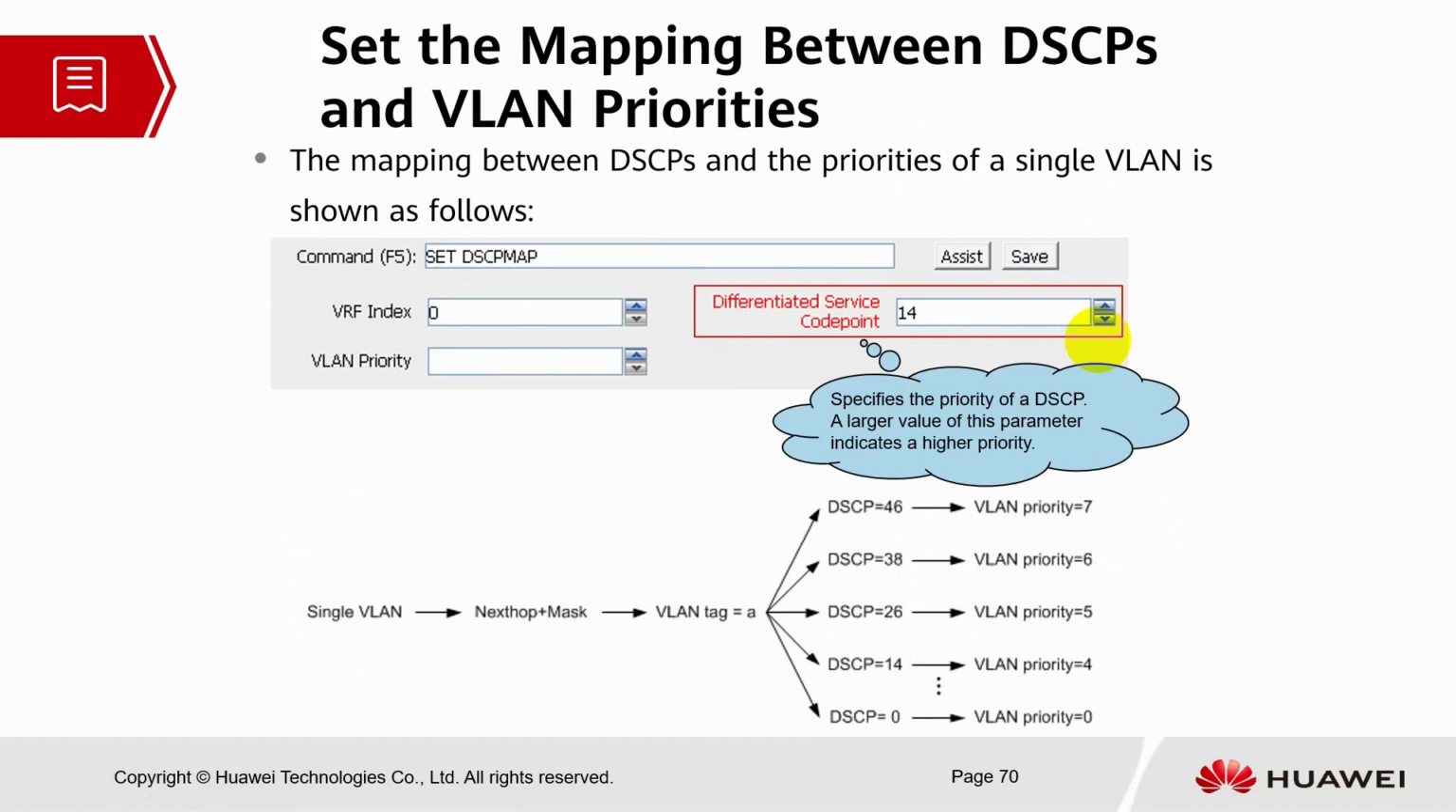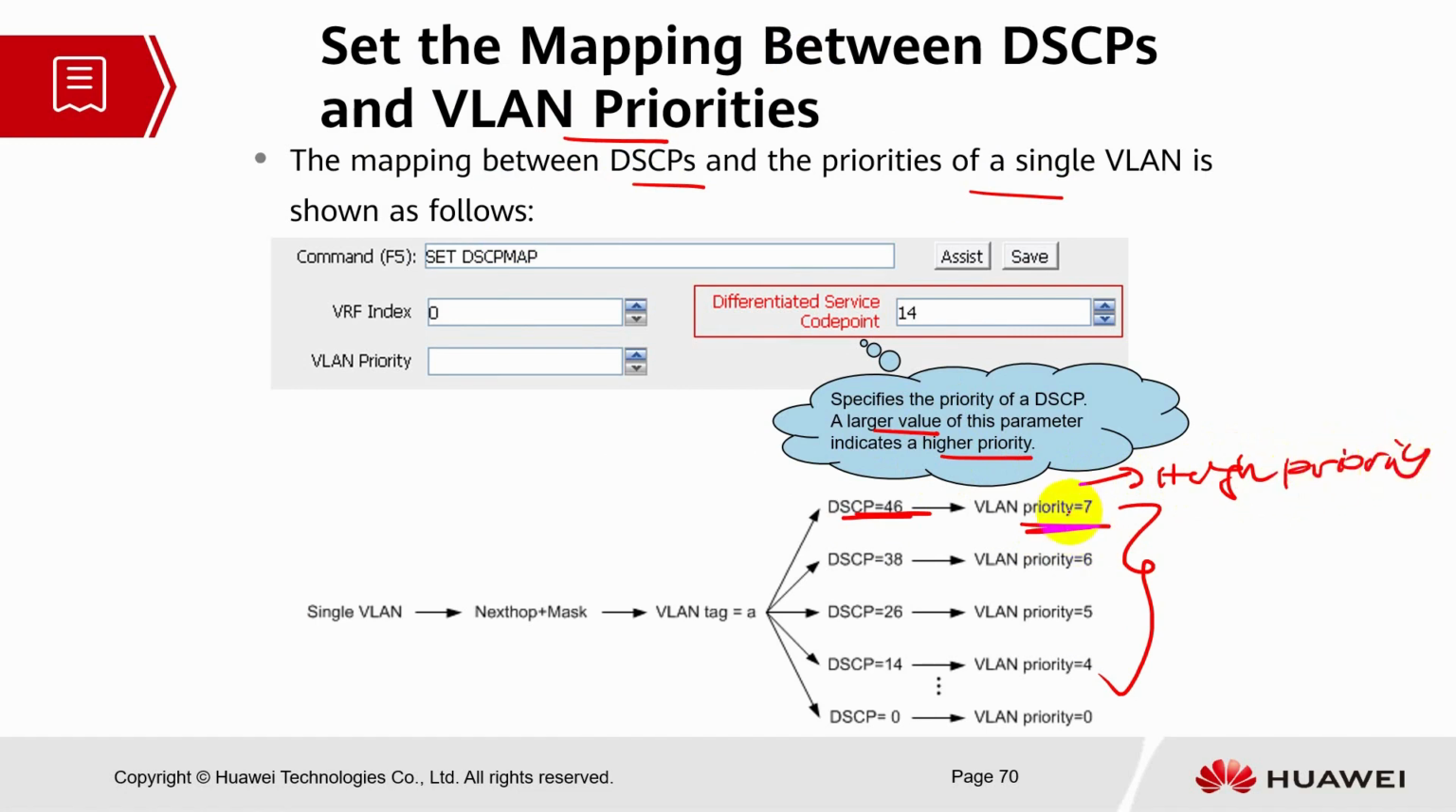So let's look into how to map between the DSCP and VLAN priorities. The mapping between DSCP and the priority of a single VLAN is based on the DSCP value. The higher the DSCP value, the higher the priority. The larger value indicates higher priority. The highest priority here is DSCP 46, VLAN priority 7. The lowest priority is DSCP 0. This is also known as the default bearer concept. So this is actually a default bearer.